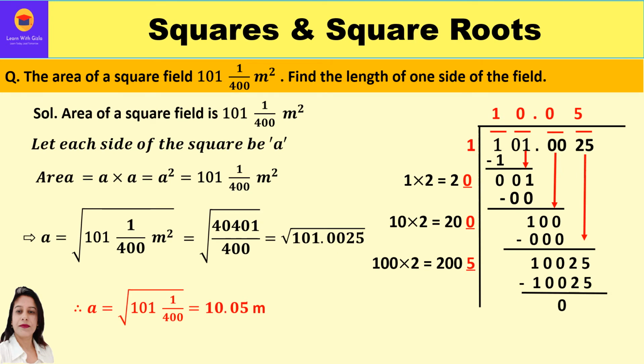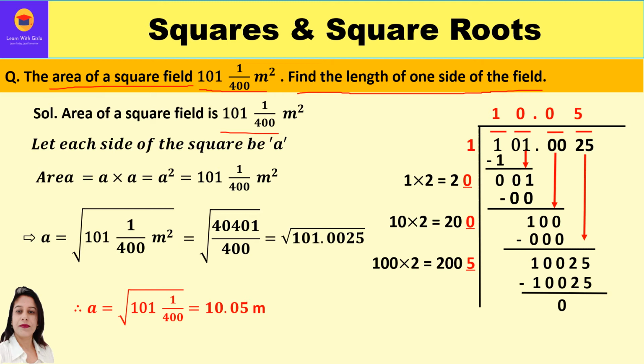Now let us take up the second question. The area of a square field is given to us as 101 1 by 400 meter square. Find the length of one side of the field. So in this question we are given the area of the square field, that is 101 1 by 400. It's a mixed fraction, and we have to find the length of each side of the field.